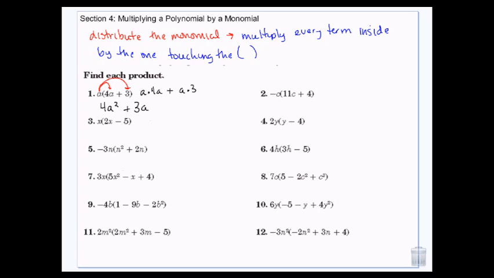Okay. If we have a negative number outside, the negative gets multiplied too. So this is negative c times 11c and negative c times 4. So c times c is c squared. Negative times positive is negative. So I have a negative 11c squared and then negative 4c.